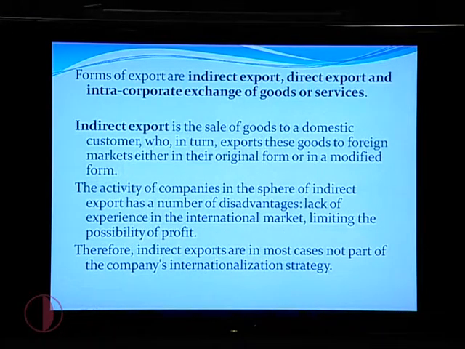Forms of export are indirect export, direct export, and intercorporate exchange of goods or services. Indirect export is the sale of goods to a domestic customer who in turn exports these goods to foreign markets, either in their original form or in a modified form. The activity of companies in the sphere of indirect export has a number of disadvantages: lack of experience in the international market, limiting the possibility of profit. Therefore, indirect exports are in most cases not part of the company's internalization strategy.